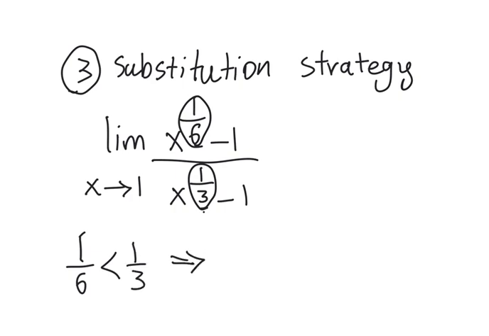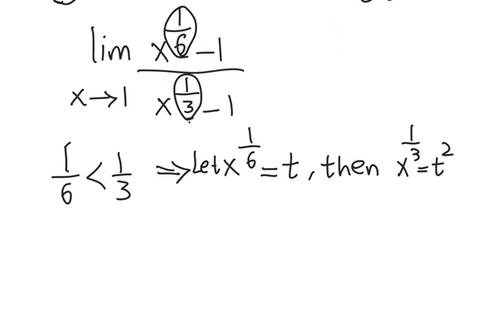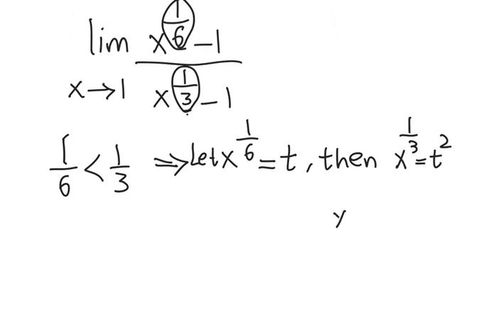So let's say x to the power of 1 over 6 is t. Then x to the power of 1 over 3 is t squared, right? Because x to the power of 1 over 3 is x to the power of 1 over 6 to the power of 2. That's why it is equal to t squared.